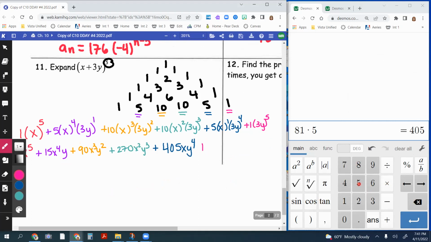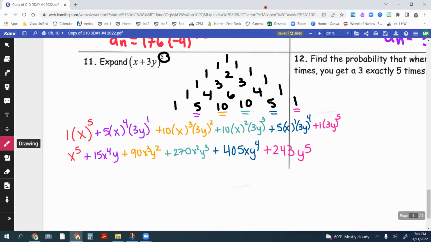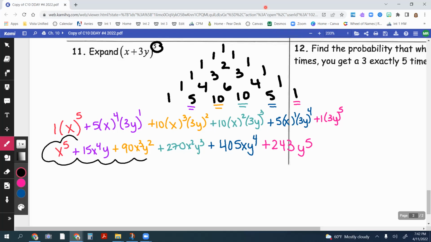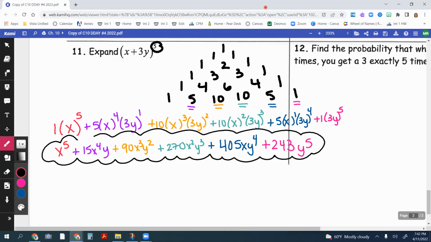And then I'm going to have a 3 to the 5th, and 3 to the 5th is going to be 243. Okay, so it's going to be 243y to the 5th. Okay, so my answer: x to the 5th plus 15x to the 4th y plus 90x to the 3rd y to the 2nd plus 27x squared y to the 3rd plus 405xy to the 4th plus 243y to the 5th. That's our answer.